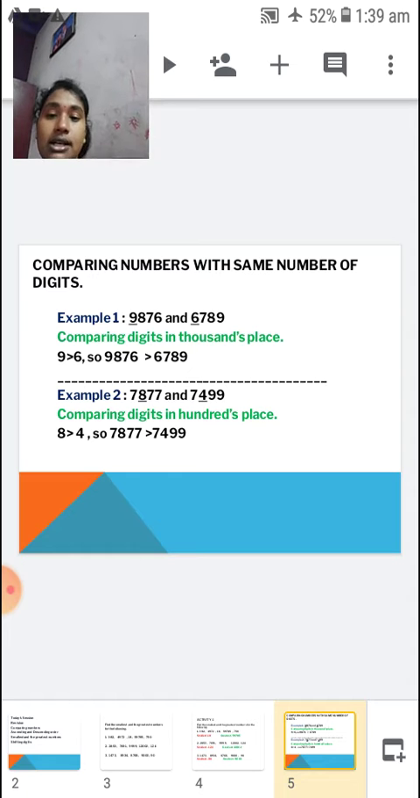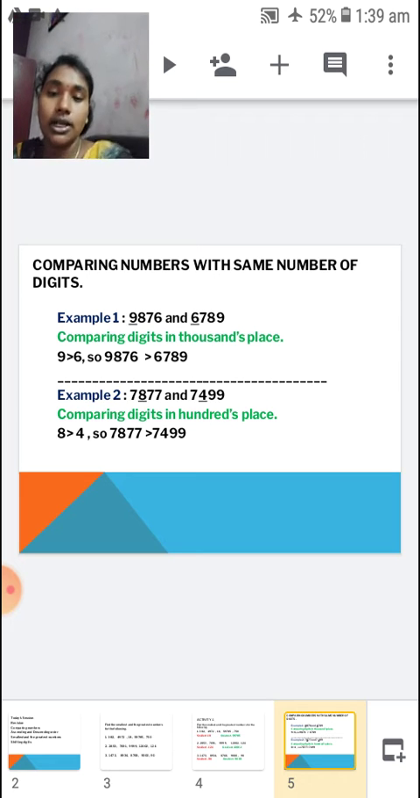So you have to see the next digit, that is, compare the digits in the hundreds place. You have 800 in one number and 400 in the other. When you compare 8 and 4, you see that 8 is greater than 4. Then the answer is: the greatest number is 7,877 and the smallest number is 7,499. So children, did you understand how to compare numbers with the same number of digits?